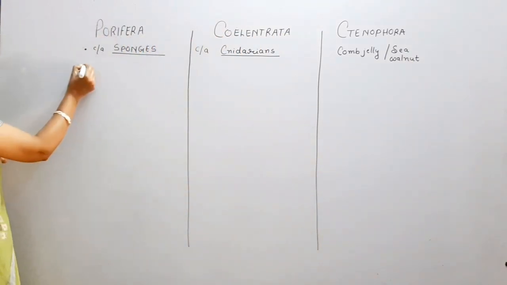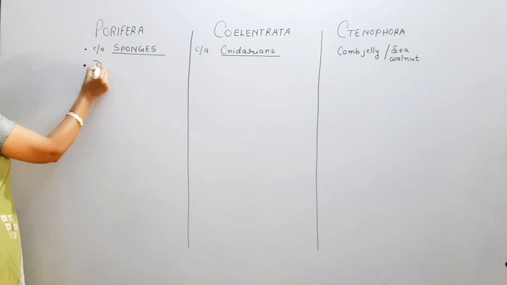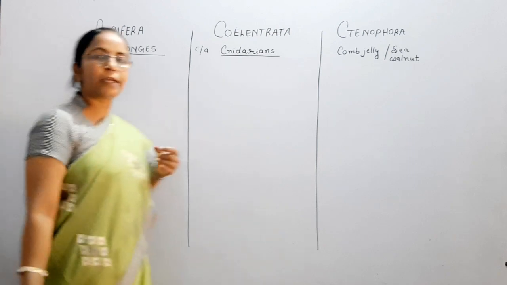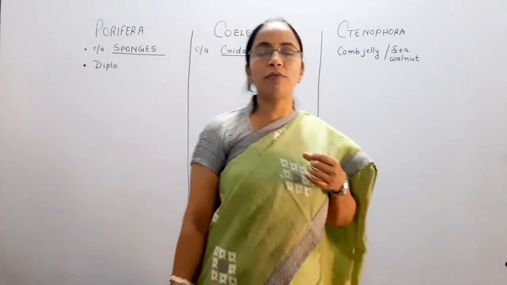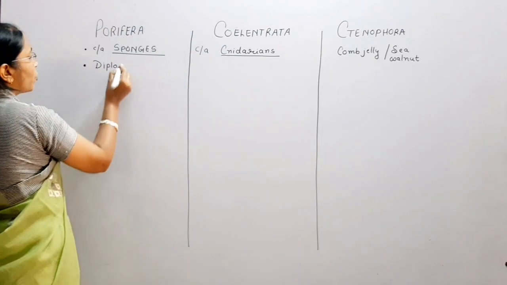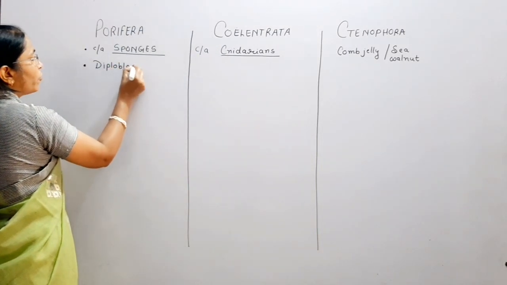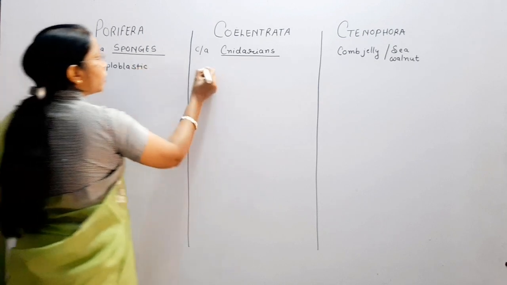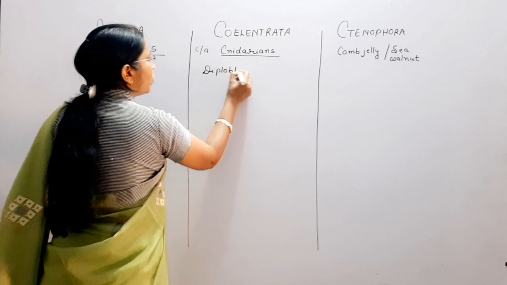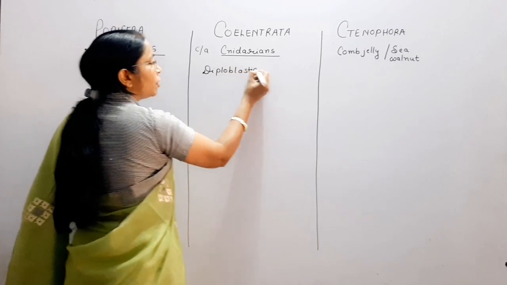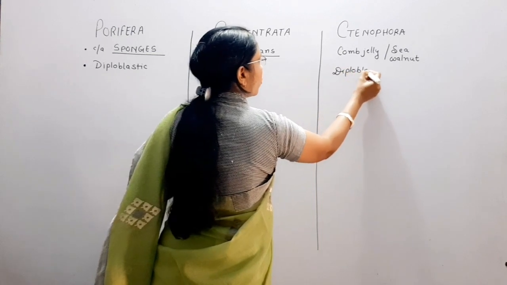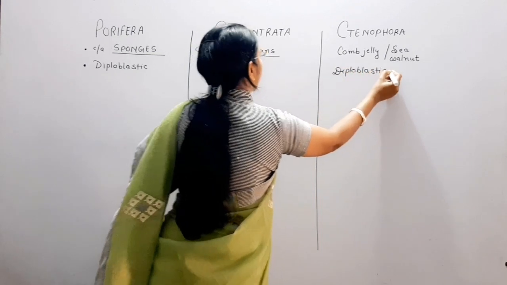Now we come towards the grade of organization. As I stated in the last class, all the first 3 phyla of the animal kingdom show diploblastic organization. So Porifera are diploblastic, coelenterates are also diploblastic, and ctenophores show the similar feature, that is, ctenophores are also diploblastic in their organization.